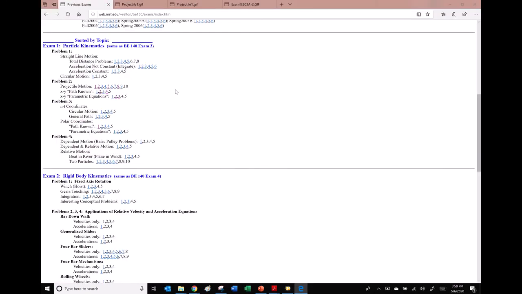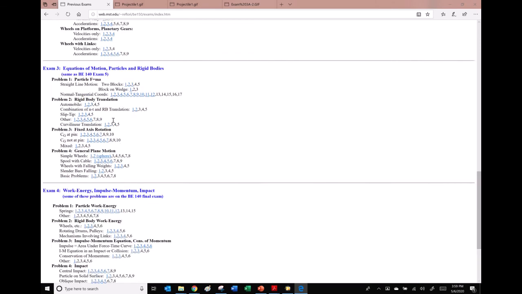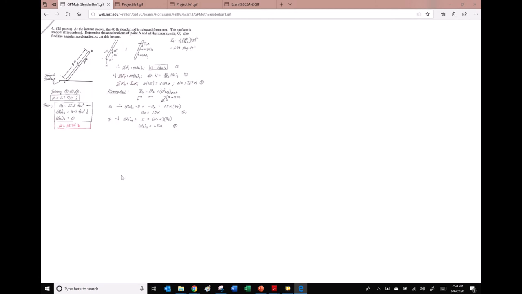I don't know. A lot of people don't get to a lot of these courses. Let's see. He got particle work and energy. Those are work and energy ones. Equations of motion, particles, and rigid bodies. So you got rigid body. So you got general plane motion right here. Spool with a cable. Wheels falling with weights. Slender bars falling. So let's see what he did.